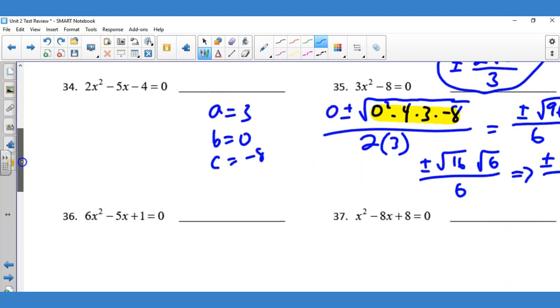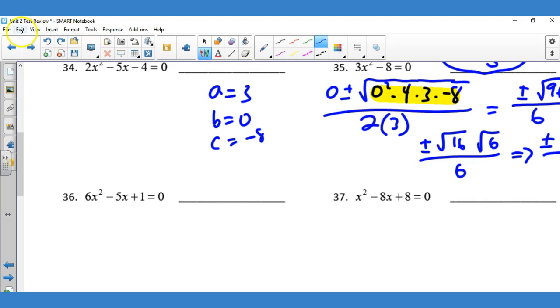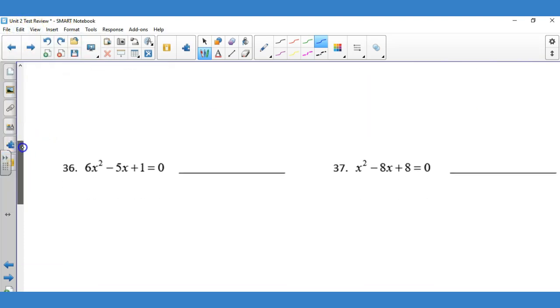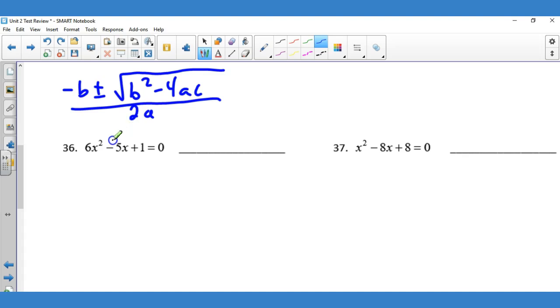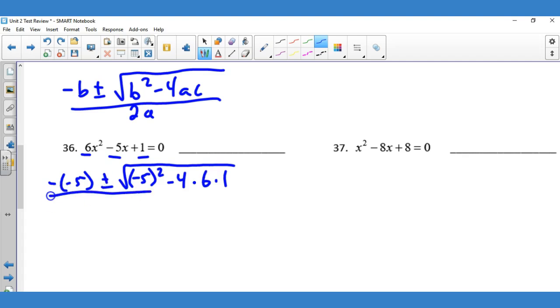Okay. All right, moving along. 36. Let me clear this ink off the page. All right, and negative b plus or minus the square root of b squared minus 4ac all over 2a. All right, there is 36. A is 6, b is negative 5, c is 1. So we have negative 5, that's b, plus or minus the square root of negative 5 squared minus 4 times 6 times 1, all over 2 times 6.